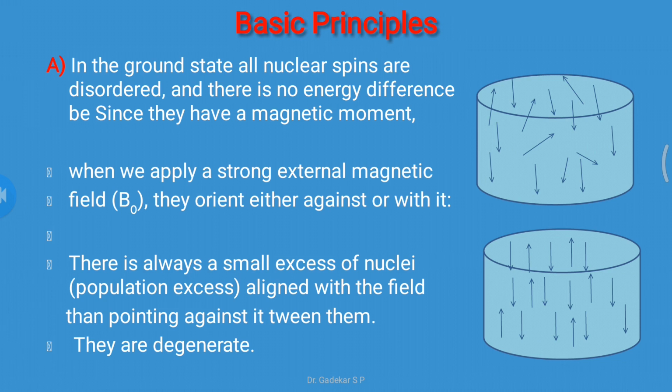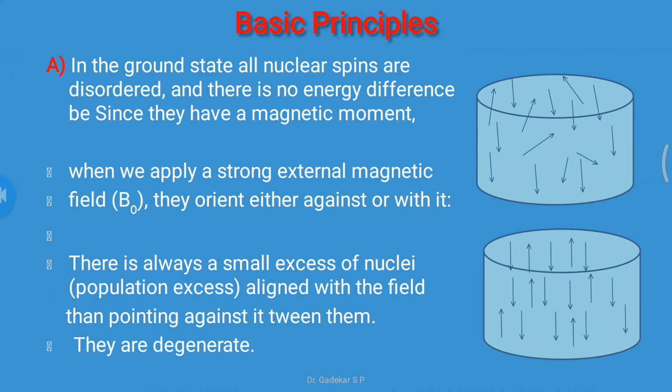So when we apply a strong external magnetic field, that is B0 or H0, they orient either with or against it. That means they align with the applied magnetic field or oppose the applied field. So when we apply a strong external magnetic field, they orient either against or align with it.